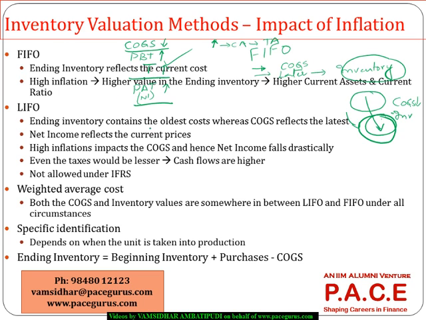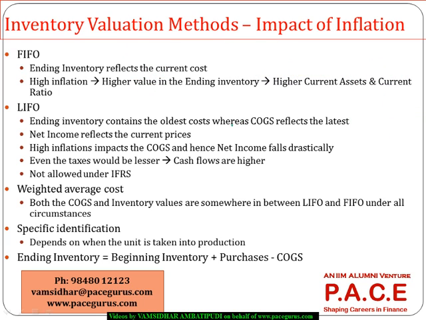Now, if the LIFO method is used, when I am talking about LIFO, last in first out, the last purchased goods go as a part of cost of goods sold. So cost of goods sold reflects the recent prices, and it is a good reflection of the current prices of the goods. So in an inflationary environment, obviously this is going to be much higher. If the cost of goods sold is higher, the PBT is lower, the taxes are lower, so the net income is also lower.